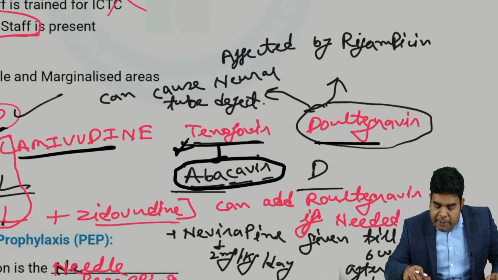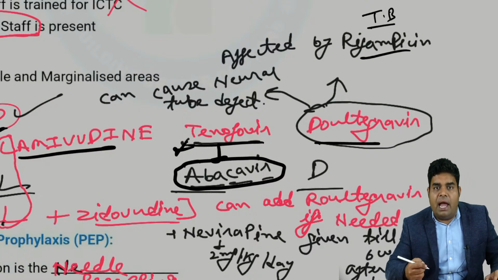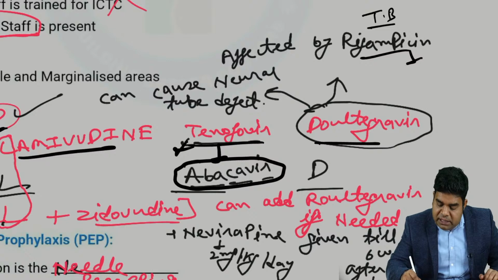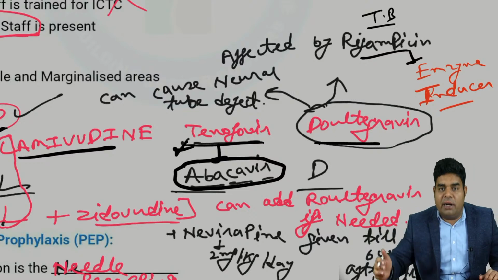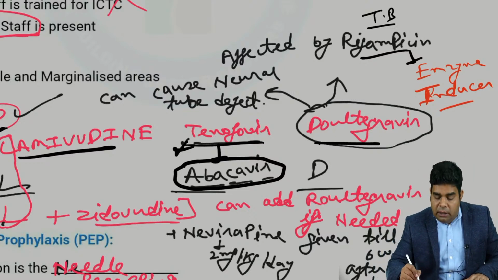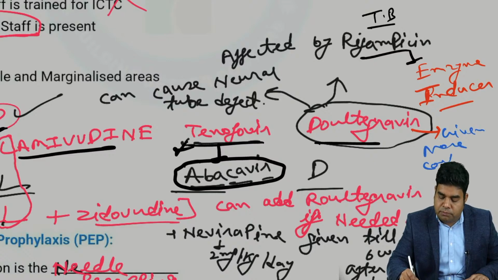So in TB drugs, there is rifampicin given. And rifampicin, as you all must know, is an enzyme inducer. So rifampicin enhances metabolism of many other drugs. So if we are giving TB and HIV drugs both, then dolutegravir concentration should be increased. Dolutegravir should be given in a higher dose.